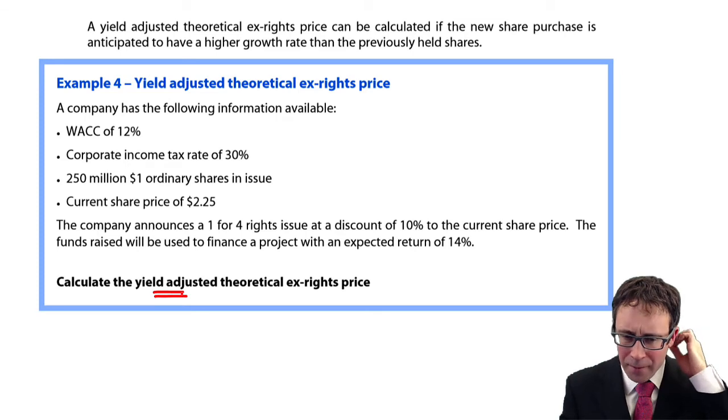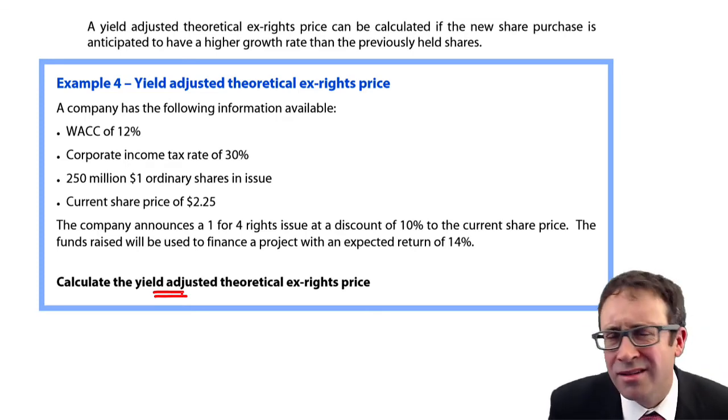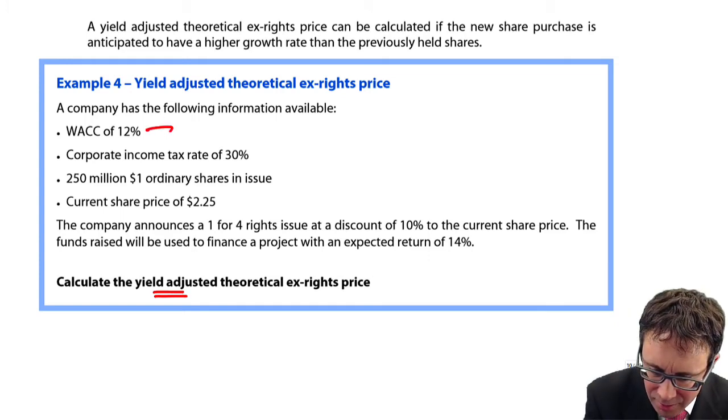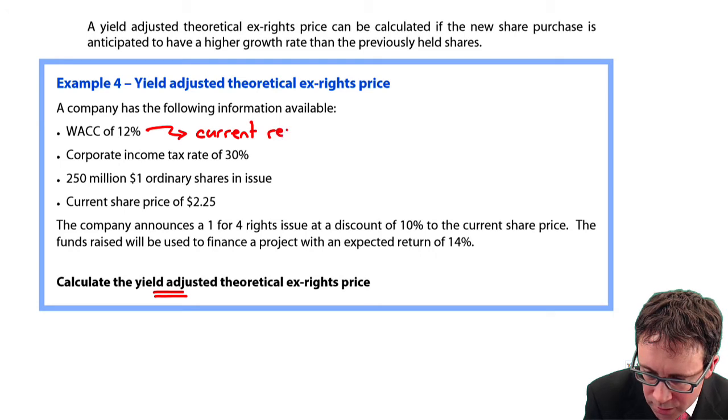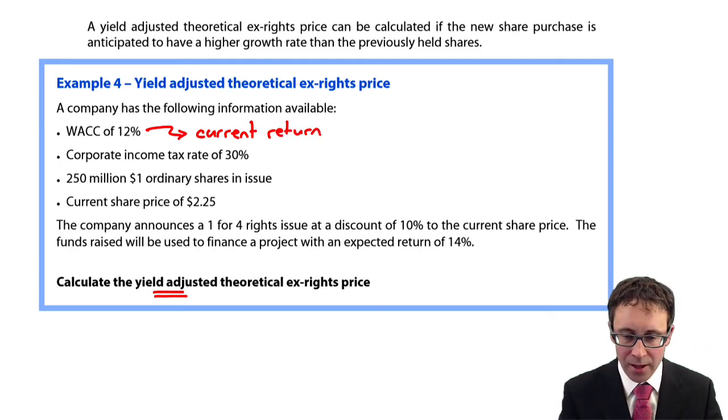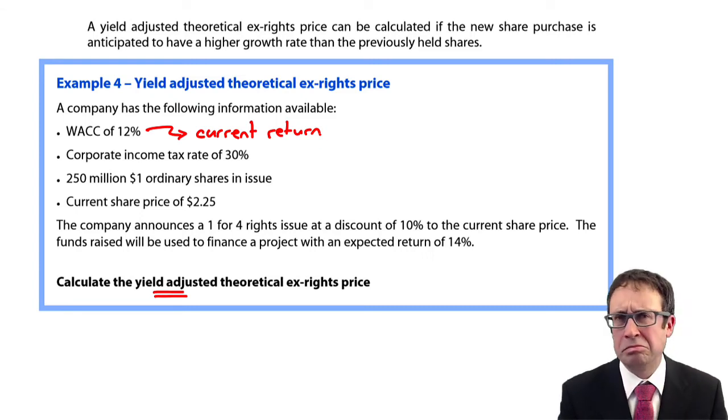Well, it says a company has the following information, a WACC of 12%. Why is that relevant? Well, effectively, that's your current return, isn't it? That's what the shares are currently generating. Corporate income tax is at 30%. Doesn't really make much difference there, but there we go.